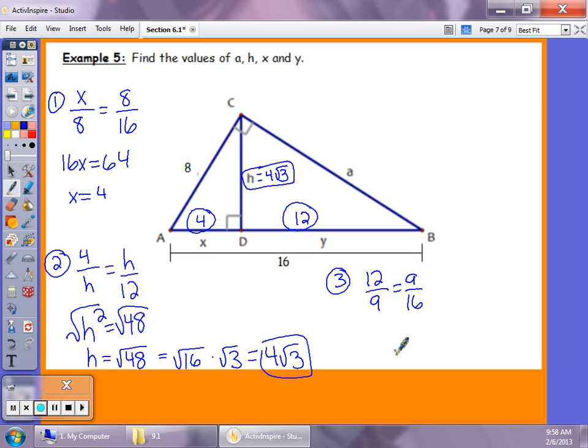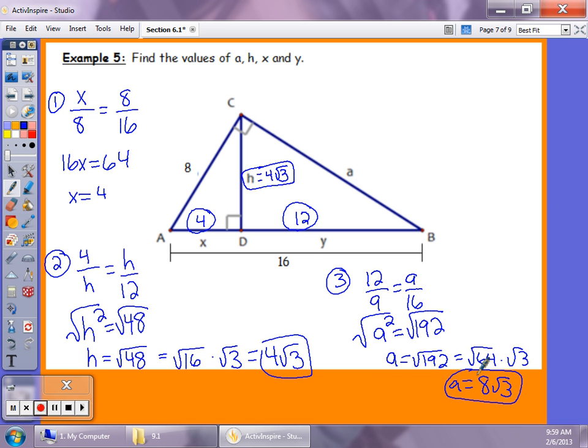So if we cross multiply, we're going to have a squared is equal to 192. And when we take the square root of both sides, we get a equals root 192. This one's a little tricky to simplify, but there actually is a perfect square in 192, and that's 64. So root 64 times root 3 gives me an a value of 8 root 3. So we know that the value of a is equal to 8 root 3.